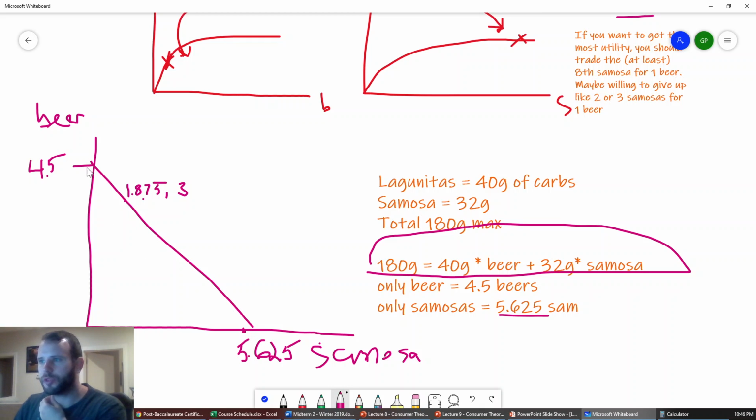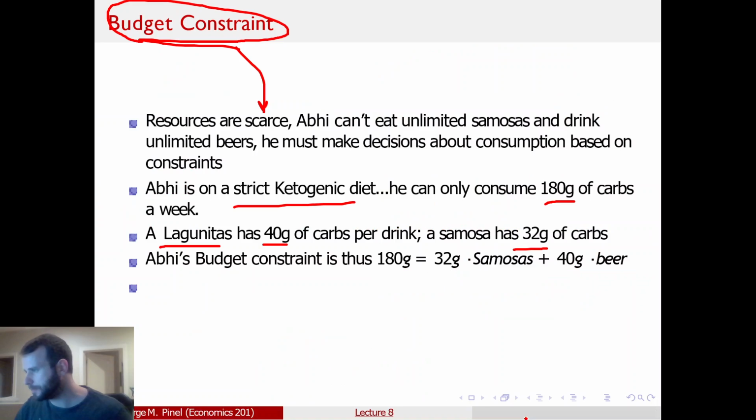Okay, so your budget constraint is going to look like this. It's going to be a line with intercepts at 4.5 and 5.625. And any combination between or on this line is a combination that Abby can consume by maxing out his budget constraint. Anything under the budget constraint he can also consume, but it would net him less utility, provided that he likes both beer and samosas, right? So if he's at a point here, he could always consume more beer and get a higher utility function, or a higher indifference curve, right? Because as long as he's consuming more beer, he's going to be happier. Okay.